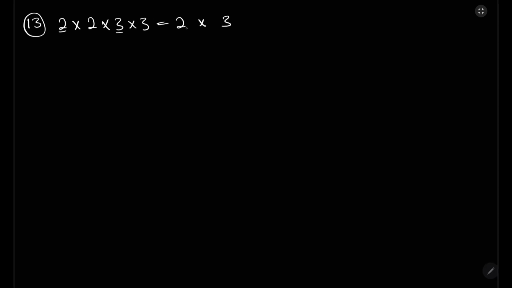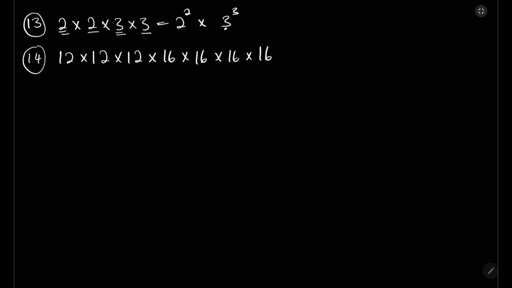So we have 2. For the 2's, how many numbers do we have? We have 1, 2. So this should be 2 to the power 2. For 3, how many numbers do we have? We have 1, 2. So this is 3 to the power 2.